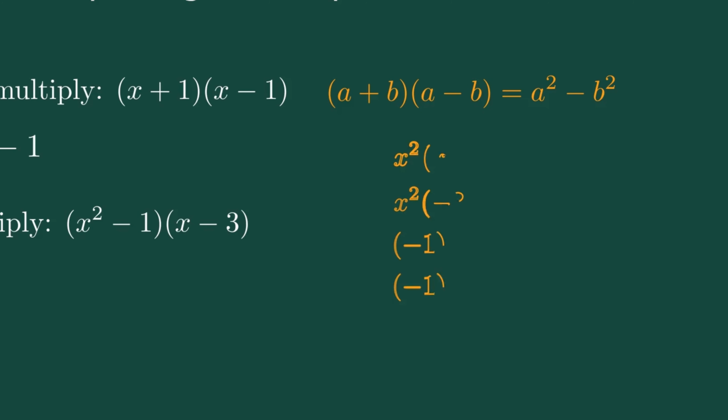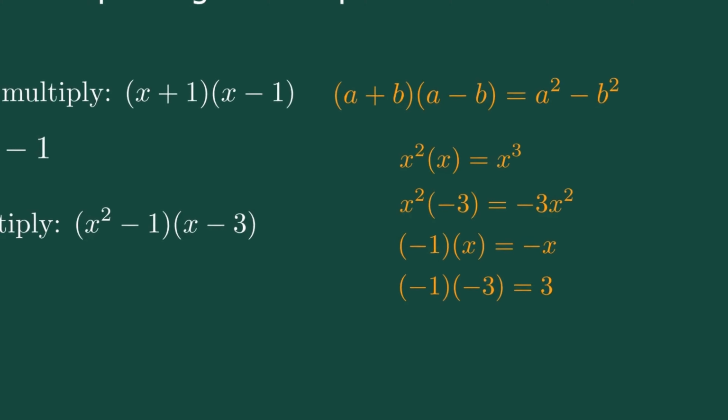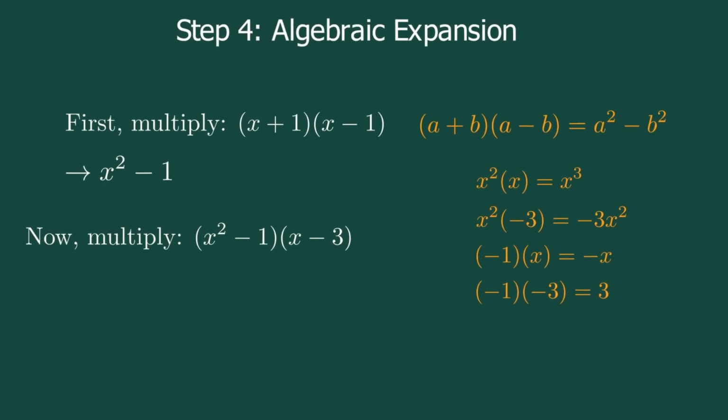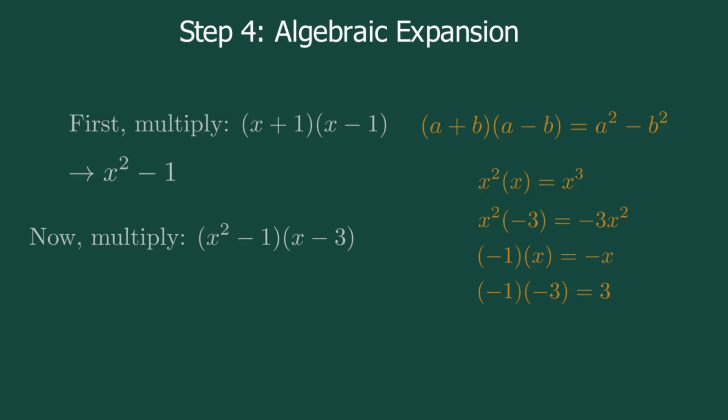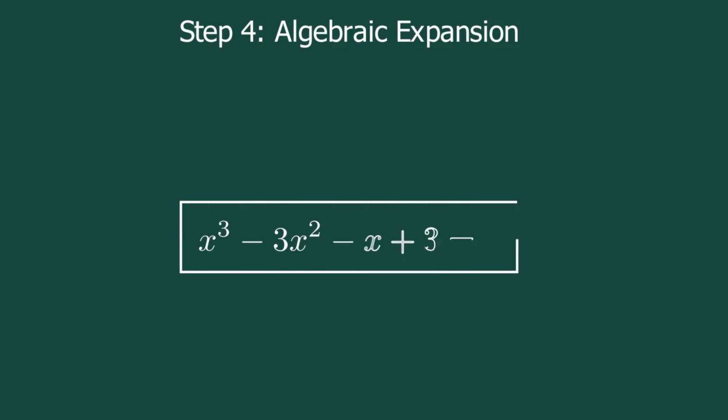close parenthesis. Multiply each term carefully. X squared multiplied by x equals x cubed. X squared multiplied by negative 3 equals negative 3x squared. Negative 1 multiplied by x equals negative x. Negative 1 multiplied by negative 3 equals positive 3. Combining like terms gives us x cubed minus 3x squared minus x plus 3.